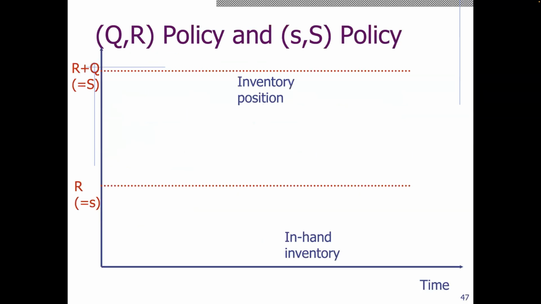This figure shows the change of inventory levels of the (Q, R) and (s, S) policies. Here is a reorder point R or small s, and here is the order-up-to level Q plus R or capital S. When the inventory position becomes R, both policies order the amount Q and the inventory position becomes R plus Q or S. After the lead time, the order arrives and the in-hand inventory increases and coincides with the inventory position.